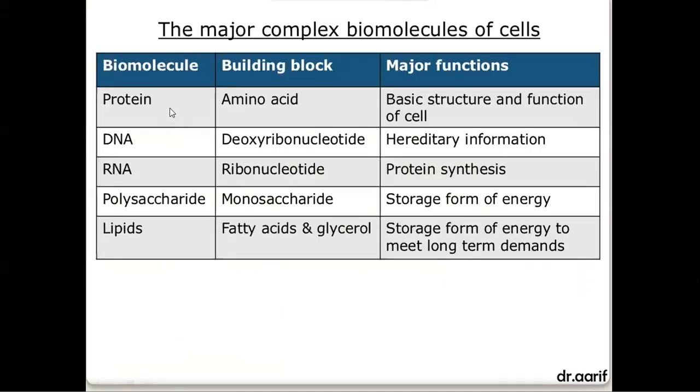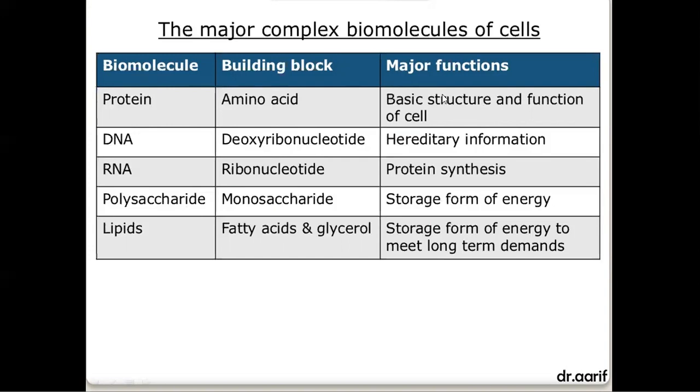There are four important basic biomolecules: proteins, DNA, RNA, polysaccharides, and lipids. These biomolecules have major functions in the cell, and they have basic building blocks. Proteins have amino acids as a building block, and these amino acids are sequenced to form a polypeptide chain.